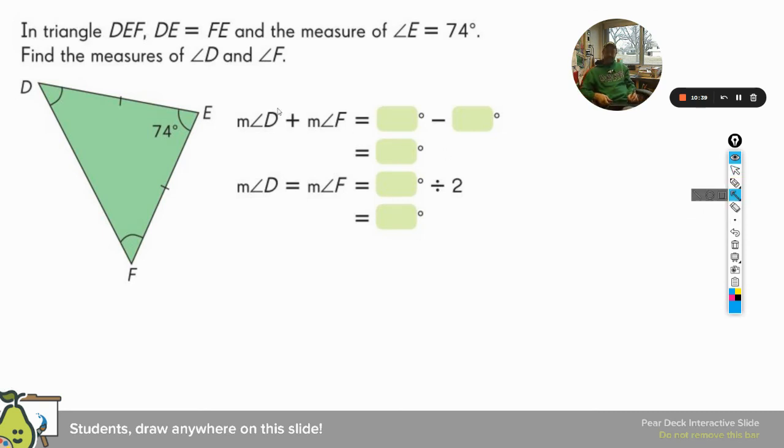Ready? Okay, we're starting to talk about D and F. Here are my hash marks identifying an equivalence. So those hash marks are opposite equal sides. So the measure of D plus the measure of F is going to be 180 minus 74, which is 106. So D and F combined is 106. Then you have to do 106 divided by 2, and you get 53 degrees.